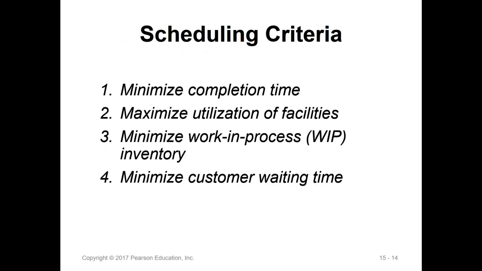For scheduling criteria, we use minimized completion time, and also maximum utilization of the facilities. We also try to minimize the WIP. WIP means work in process inventory. Reduce the inventories in the process, and also reduce the customer waiting time. These can all be the criteria we use to make the schedule.